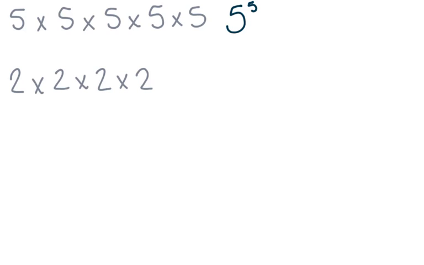Our next example is 2 times 2 times 2 times 2. Our base number is going to be 2 because that is what we are multiplying by. And then we are multiplying 1, 2, 3, 4 times. So 4 is going to be our exponent for an answer of 2 to the power of 4.